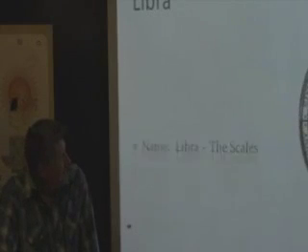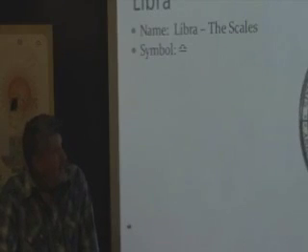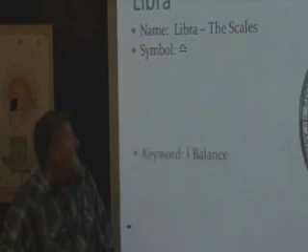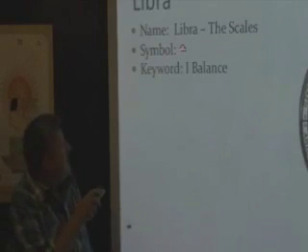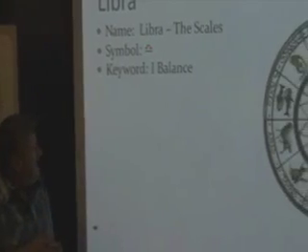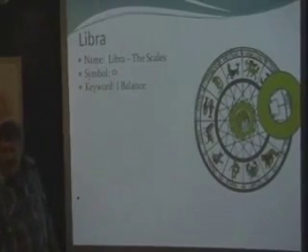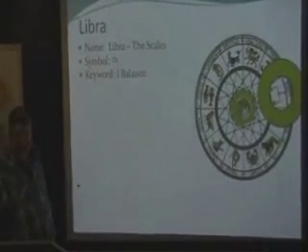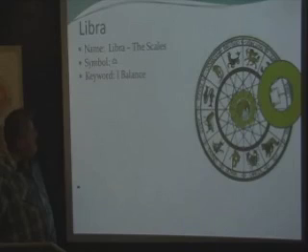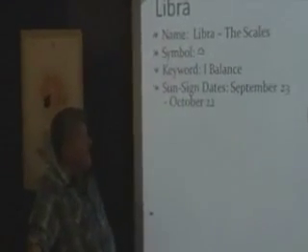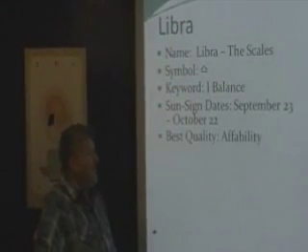All right. The scales. We're only halfway through, my goodness. We're going to really have to do five minutes a piece. There's the symbol, which is both a masculine line and a feminine line. It's a masculine sign because it's air, but it's ruled by a feminine planet, Venus. They're confused. Balance is the key word, and the sun is there from September 23rd to October 22nd.